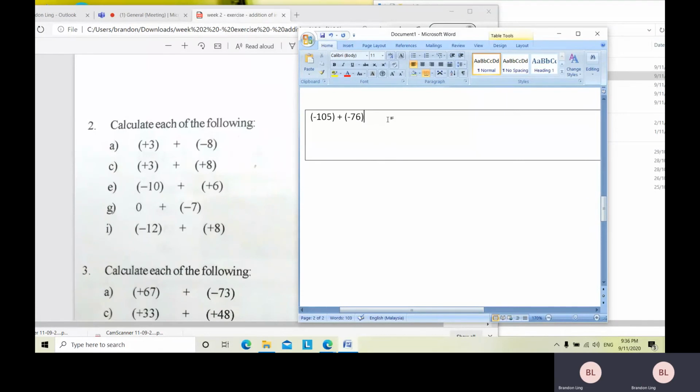Okay, now we move on to the last question here. Negative 105 plus minus 76. What should be the sign here? Since it is plus minus, which is a different sign, therefore we should use negative, okay? So both of these numbers are negative, negative 105. That means you are owing someone 105 ringgit plus owing another person 76 ringgit. So in total, you are owing 181.